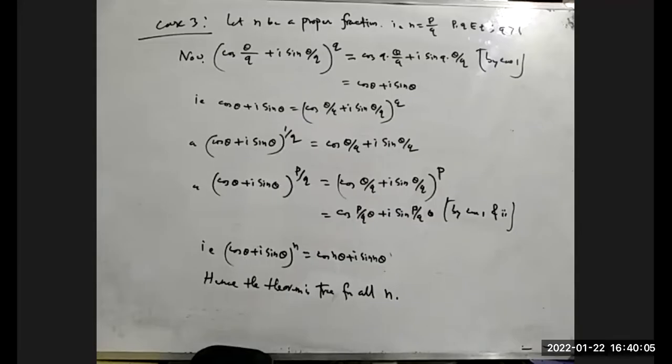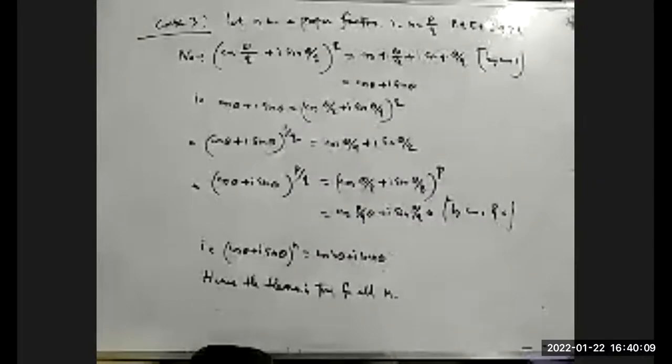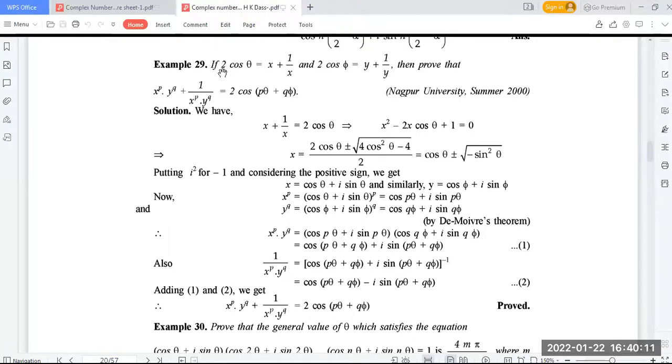Now application of complex number. Example 29. If 2 cos theta equals x plus 1 by x and 2 cos pi equals y plus 1 by y, then prove that x to the power p into y to the power q plus 1 by x to the power p into y to the power q equals twice cos of p theta plus q pi. So from the first one, x plus 1 by x equals twice cos theta.